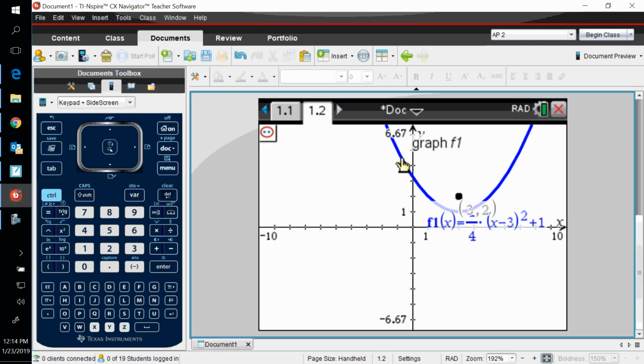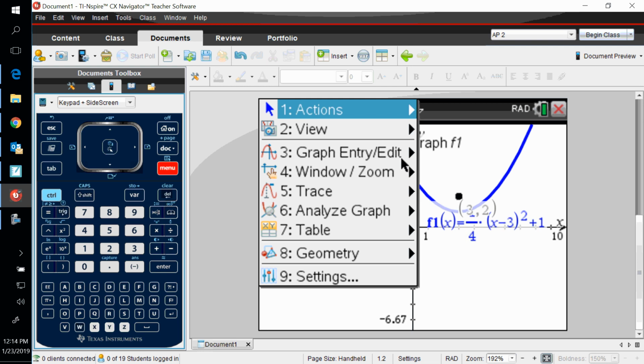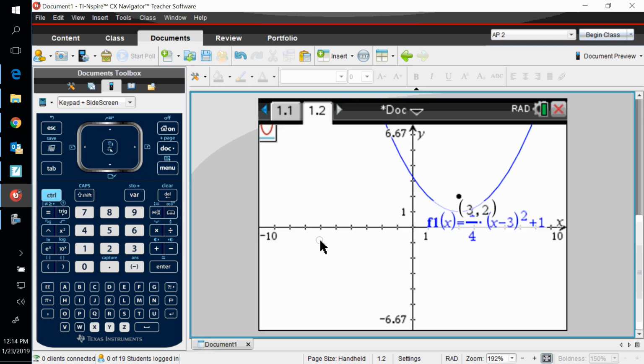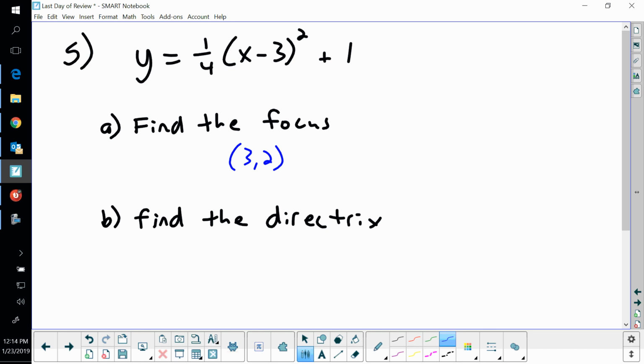And if we go back, we can follow a similar path for the directrix. Menu, analyze graph, analyze conics, and directrix. So we'll select our graph and notice it pops up that y equals 0 would be the equation of our directrix. So if you see that, you can do it right on the calculator. Now if it happened to be a free response, just draw a picture of your graph and label where the focus and the directrix are, and that should be enough work to get full credit.